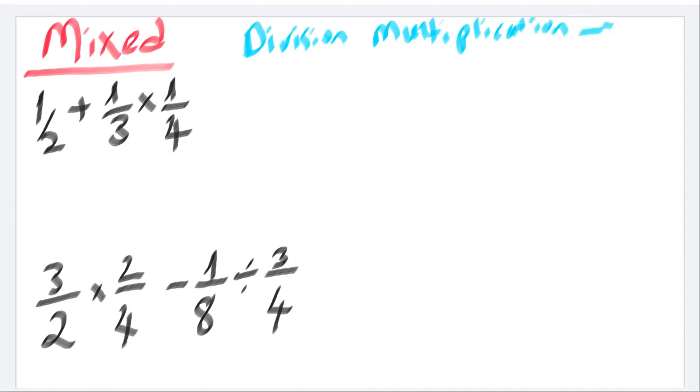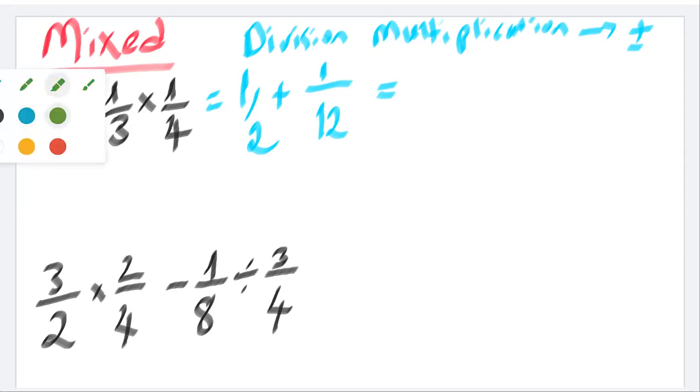Then you continue with addition and subtraction. So here we have multiplication. So we do not touch the addition part. First, we complete the division or multiplication. So in the first question, we have multiplication. Now we simplify the multiplication. We can continue with addition.